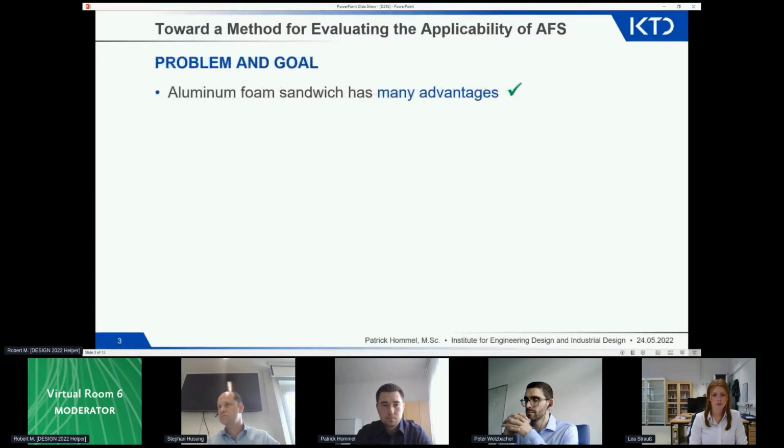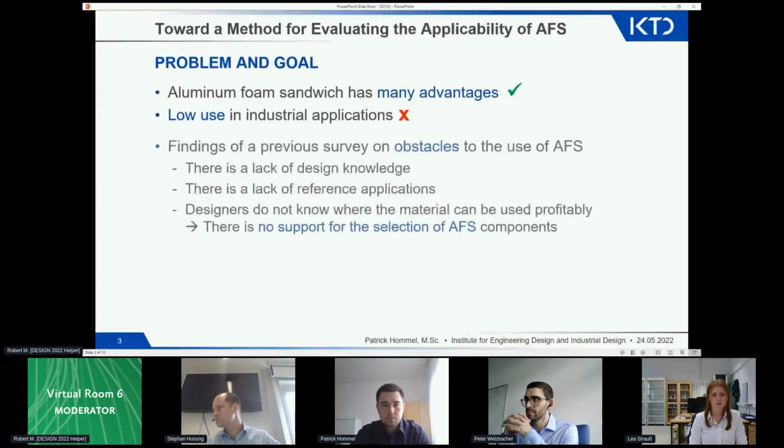But even though AFS has many advantages, the number of industrial applications is relatively low, for reasons such as a lack of design knowledge or a lack of reference applications. Often the designers do not know where the material could be used profitably. If AFS is excluded from the selection process without evaluating its suitability for the use, the potential of the material may not be realized. Because there is no support for the selection of AFS components, the aim of this contribution is to develop approaches towards a method which helps to evaluate if the use of AFS is reasonable for a given application.